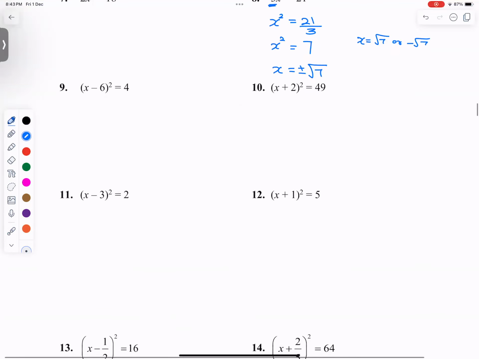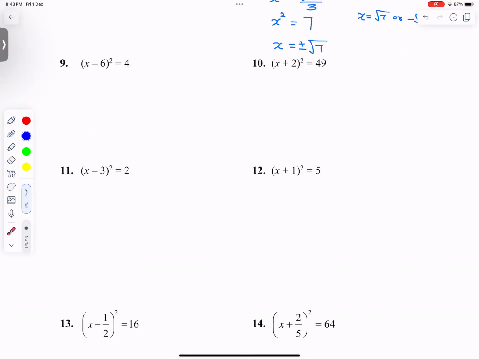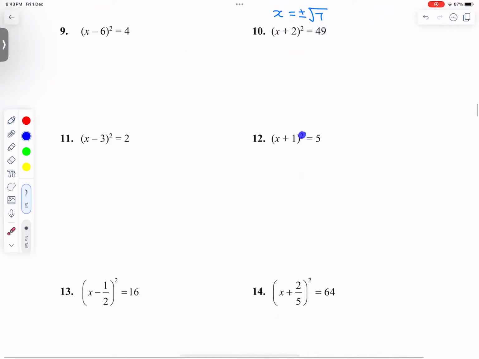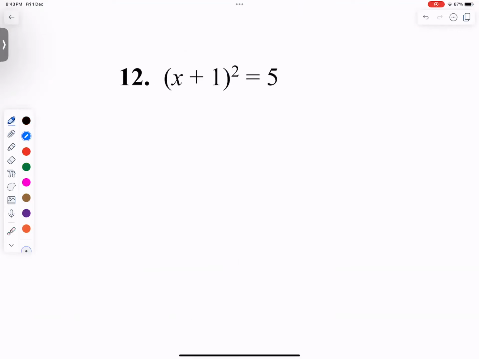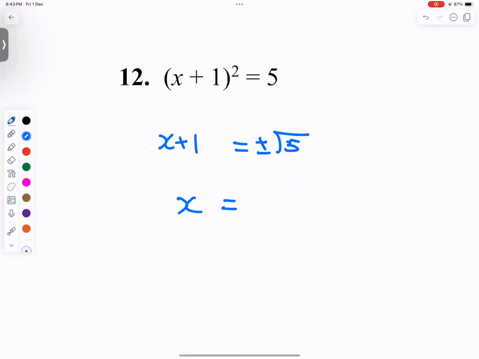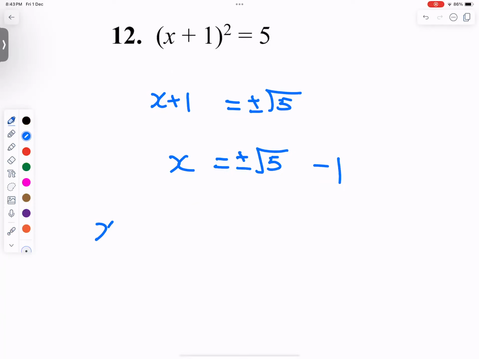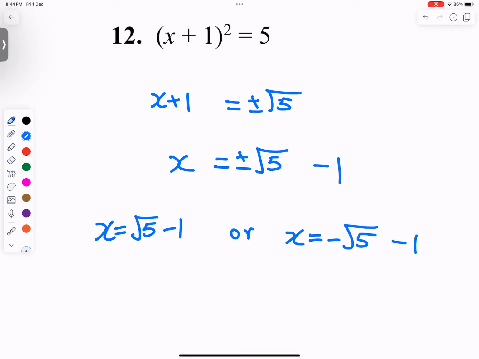Then can you try question 12? There is a square. How do you deal with that first? Positive, negative. And then you also have a +1 here, goes to the other side, -1. So that's your answer. But of course, we have plus and minus, so you write them separately: square root 5 minus 1 or negative square root 5 minus 1. That will be your final.